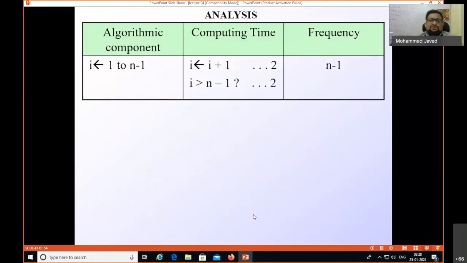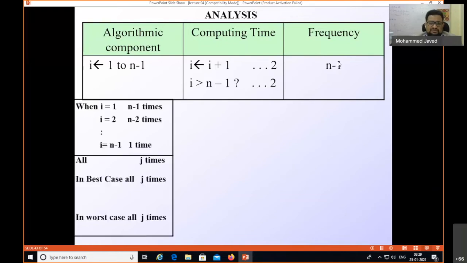And now let us try to analyze. The algorithm started for I equal to 1 to n minus 1. Here there are two operations: I equal to I plus 1, and then checking whether I is greater than n minus 1. You can take that two operations will take place here, and the frequency is n minus 1.